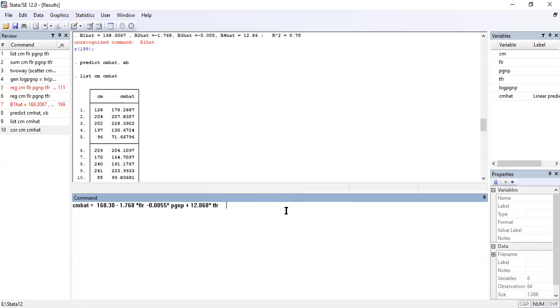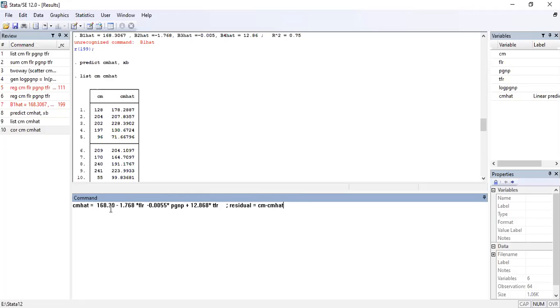Now you can do other things also with prediction. Residual. You know residual? What is the residual? U hat. What is U hat? Y minus Y hat, exactly. So here in our context, what is that? CM minus CM hat.